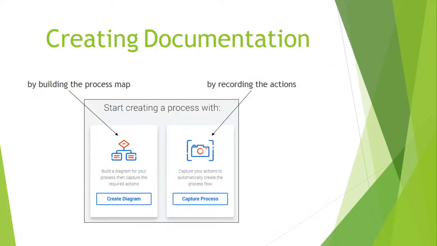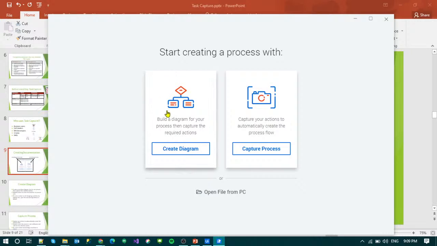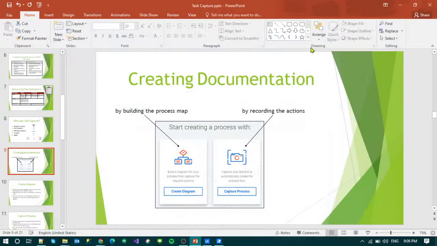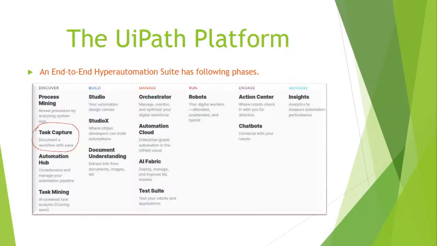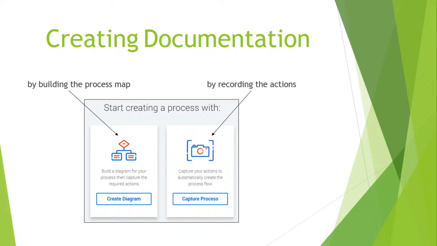So here, to create a diagram, we have two options: create diagram and capture diagram. I'll explain create diagram when I open it. As soon as I open Task Capture, I'll see these two options, and I can also pick from PC. If I do actions using these, I can save it mid-process and continue by opening the same file. If we want to build the process, we need to go for create diagram. If we want to capture or record the process, we go for capture process.